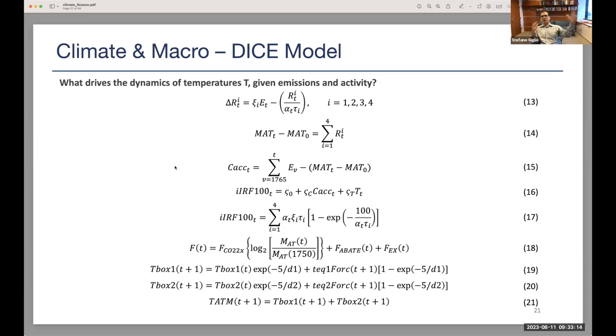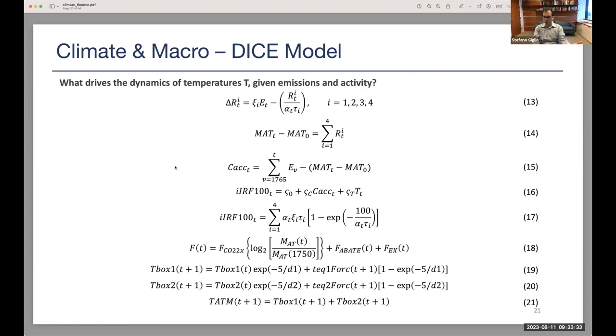The climate part of the system will take care of telling us, if you emit in this particular sequence, how do temperatures evolve? Okay, there's all this climate science that I'm not going to go through that determines all these changes. Okay, so this is the climate part of the model. This is kind of how the model works.